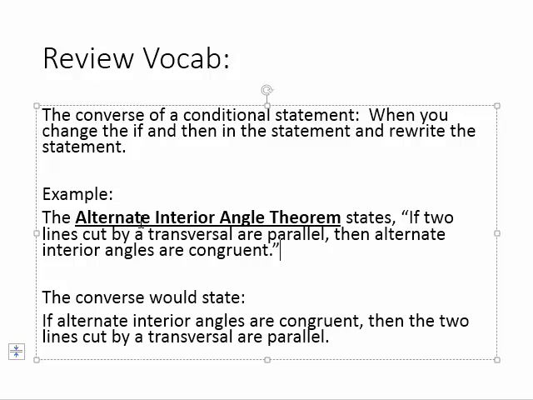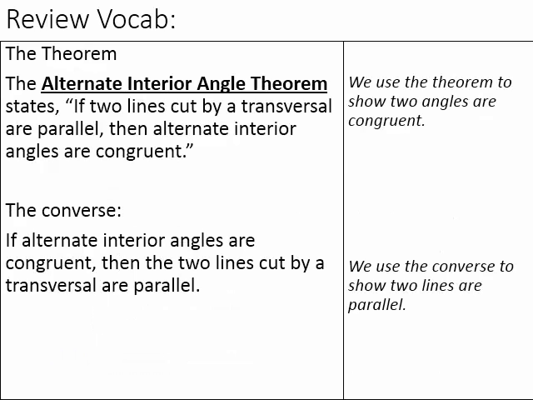So notice the difference. The original theorem states that anytime you have two lines cut by a transversal and those two lines are parallel, so you start off with parallel lines, then that means that alternate interior angles are always congruent. The converse states that anytime you have alternate interior angles being congruent, then the lines cut by the transversal are parallel. So the original statement starts with parallel lines, ends up with congruent angles, and the converse starts off with congruent angles and ends up with parallel lines. So real quick, again, we use the original theorem to show two angles are congruent. We use the converses, this is really important, to show that two lines are parallel.